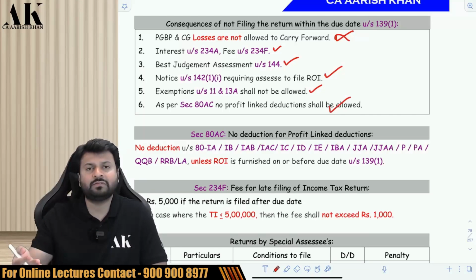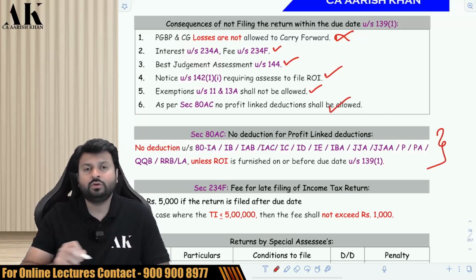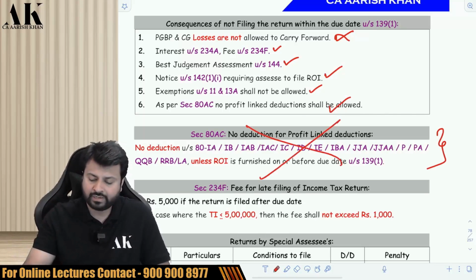Now let me talk about some of them as of now. First of all, if you are not filing the return on time, no profit linked deductions will be allowed to you.